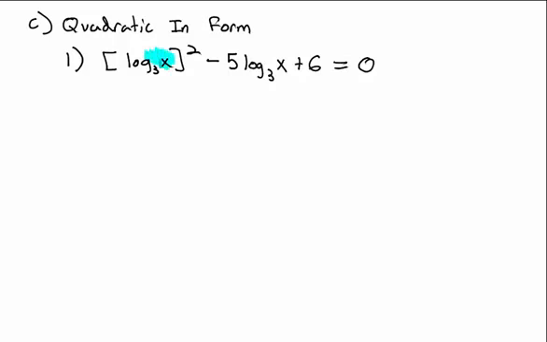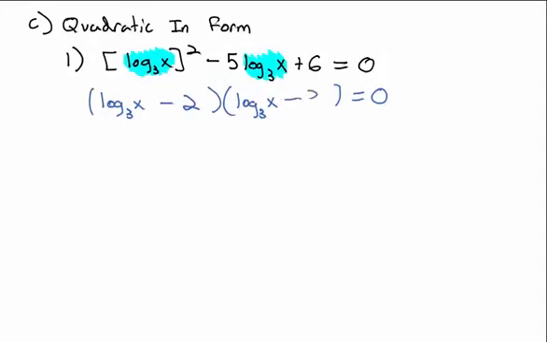What I do notice is we've got this log base 3 of x, where one of them is squared and one of them is not. This is essentially quadratic in form, so we can factor it, where log base 3 of x squared is log base 3 of x times log base 3 of x. And 6 is negative 2 times negative 3, which gives you that negative 5 in the middle.